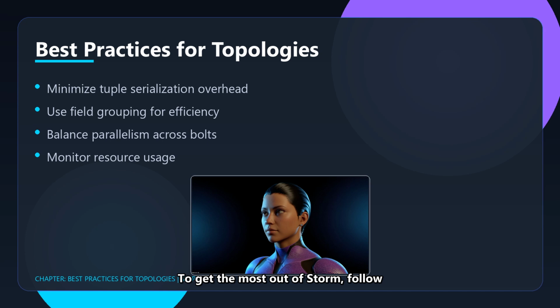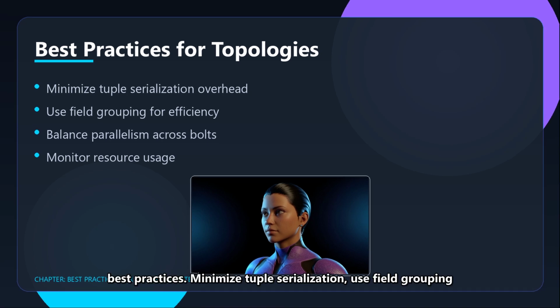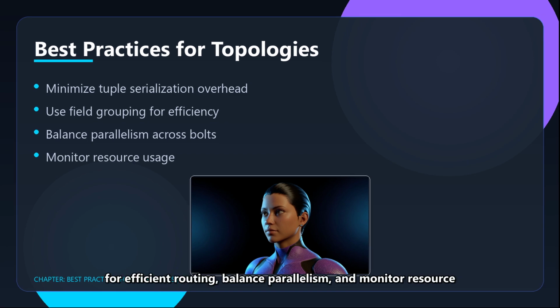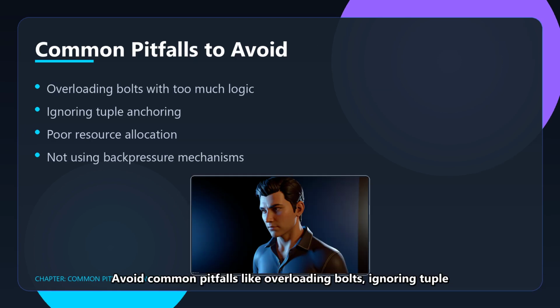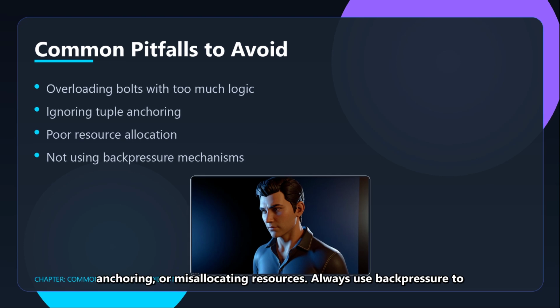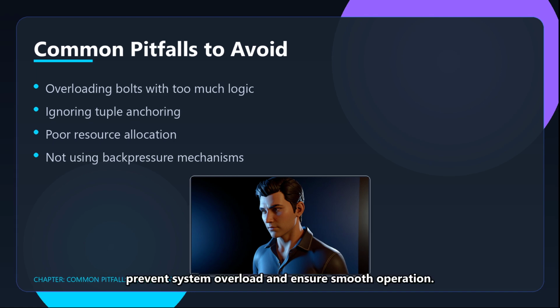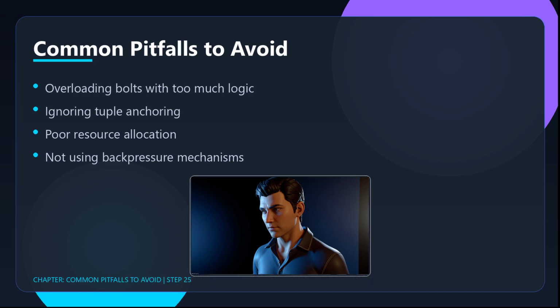To get the most out of Storm, follow best practices. Minimize tuple serialization, use field grouping for efficient routing, balance parallelism, and monitor resource usage to avoid bottlenecks. Avoid common pitfalls like overloading bolts, ignoring tuple anchoring, or misallocating resources. Always use backpressure to prevent system overload and ensure smooth operation.